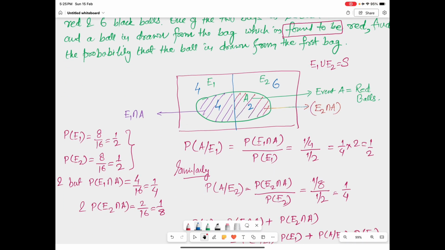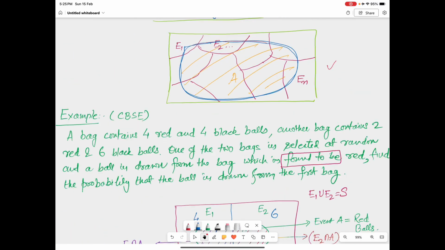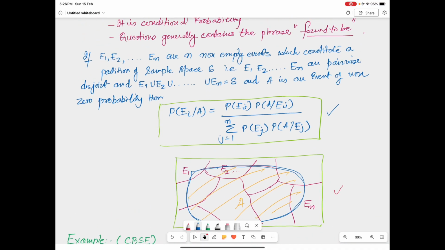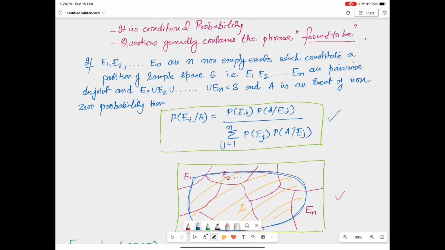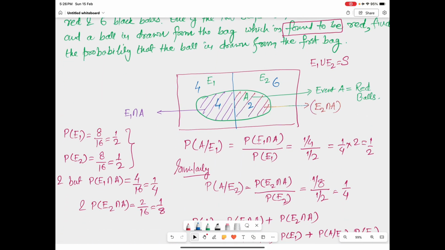Okay. So E1 intersection A means in bag 1 there are 4 red balls, and in bag 2 there are 2 red balls. So this is E1 intersection A. It is very simple from the Venn diagram, which appears to be a little difficult when we try to see the formula. Okay. So once you understand this, you will understand the formula also.